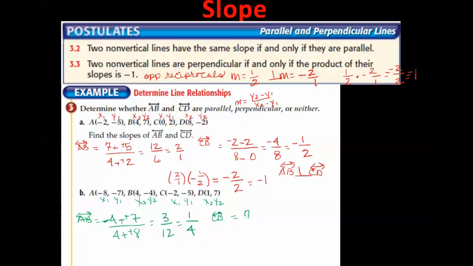So let's look at line CD. I've got 7 for y2 minus a negative 5 for y1. x2 is 1 minus a negative 2 for x1. Got to make them positive. 7 plus 5 is 12. 1 plus 2 is 3. 3 will go into itself once, and into 12 4 times. Okay, I have opposites. I have reciprocals. But if I multiply them out, 4 over 1 times 1 over 4, I'm going to get 4 over 4. And remember, that comes out to be a positive 1. It has to be negative in order for them to be perpendicular. So these guys are neither.